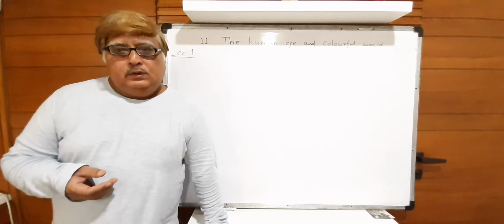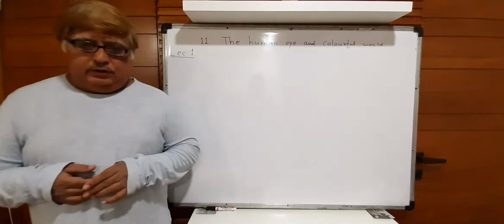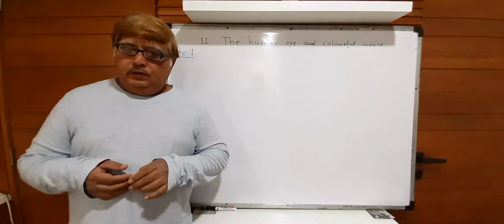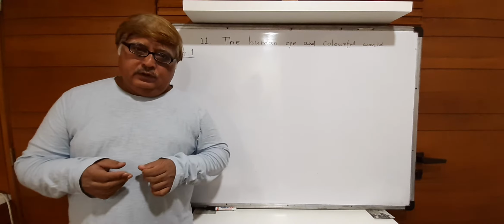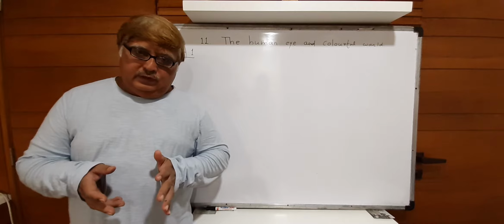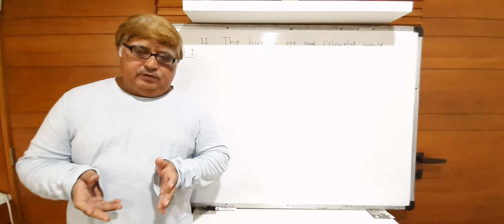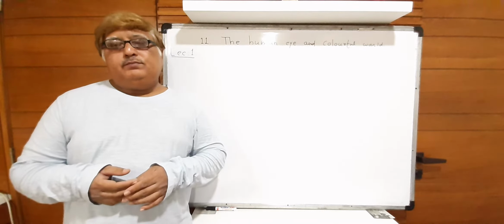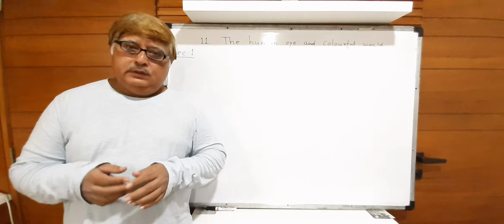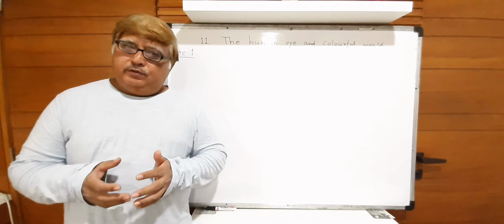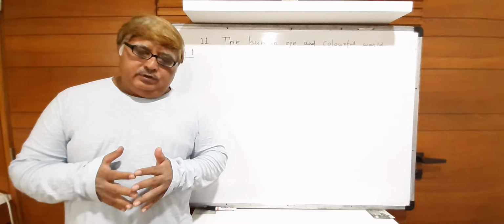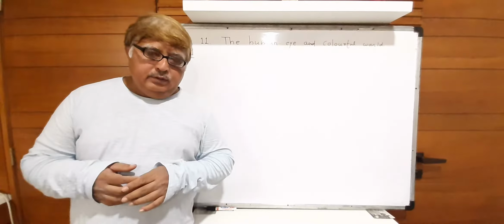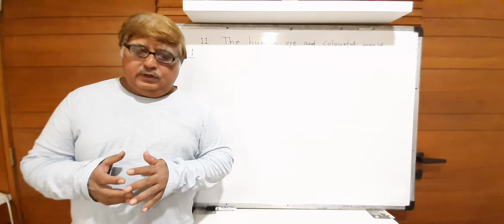As you know, we have already completed chapter number 10, that is light, reflection and refraction, in all 7 lectures. The last lecture was the total completion of that chapter. Now, today we are starting chapter number 11, the human eye and the colorful world around us.